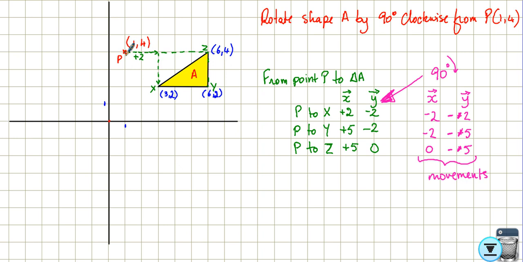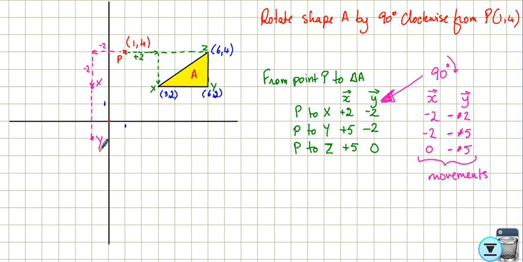It tells me minus 2 on the X, and minus 2 on the Y. So this is my first X coordinate, alright? Minus 2 on the X, minus 2 on the Y. The second one, minus 2 on the X, minus 5 on the Y. Alright, so this is my second Y coordinate.